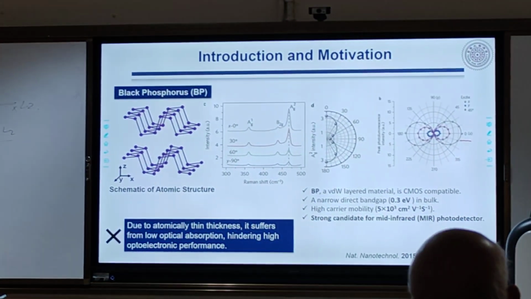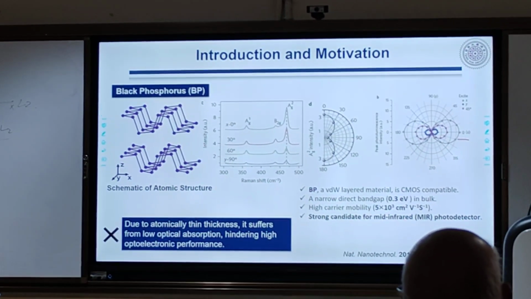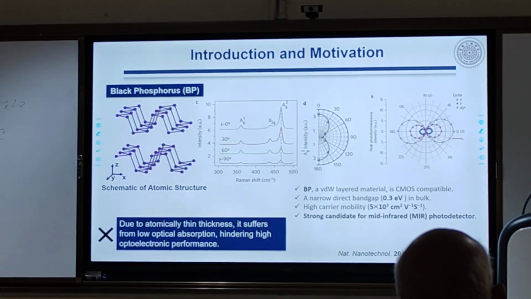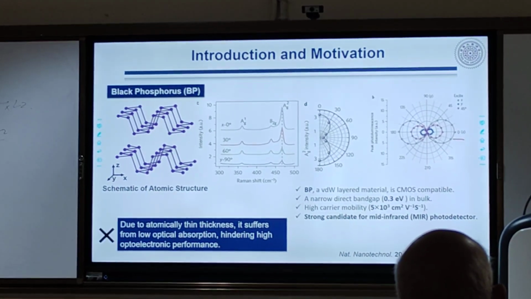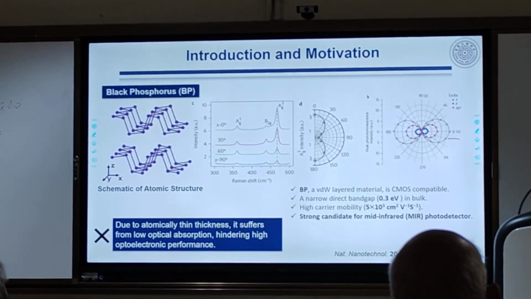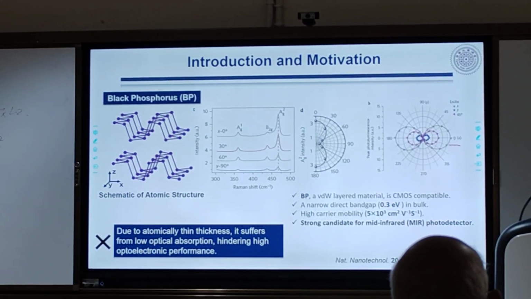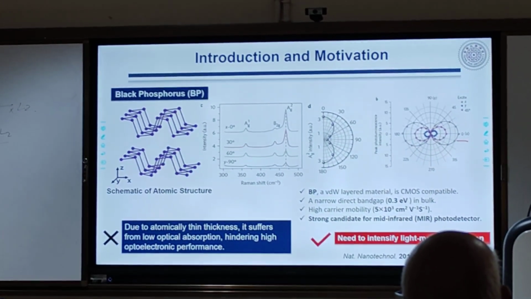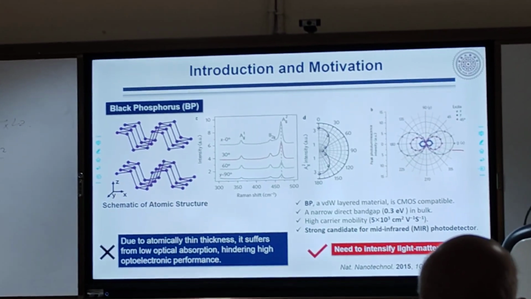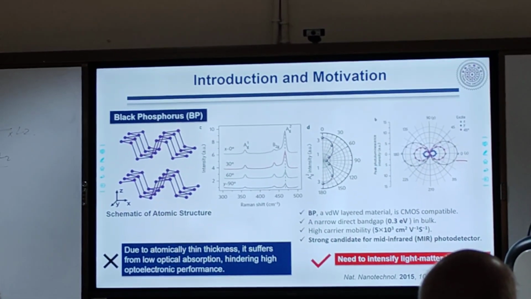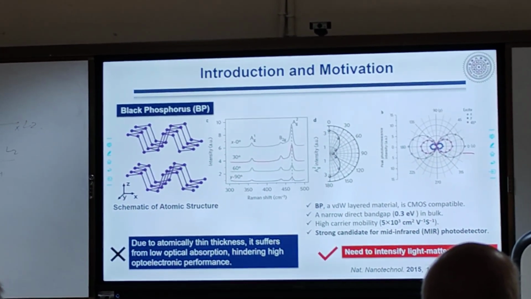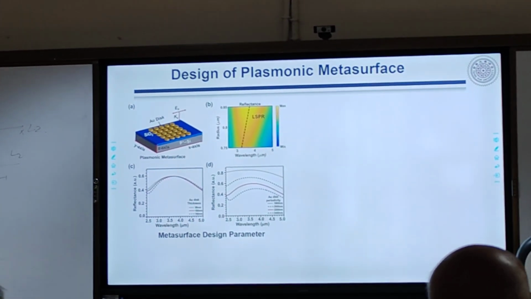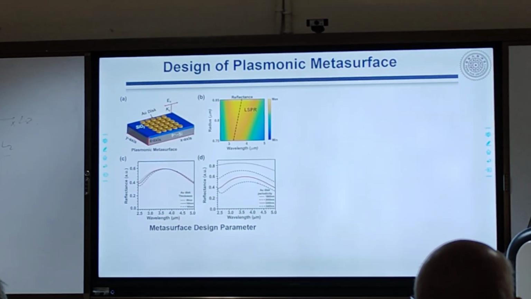However, these layers are very thin, so they have low optical absorption, which hinders their optoelectronic performance. So we need to intensify the light-matter interaction to improve the performance of devices made from black phosphorus. So here we have designed a plasmonic metasurface.